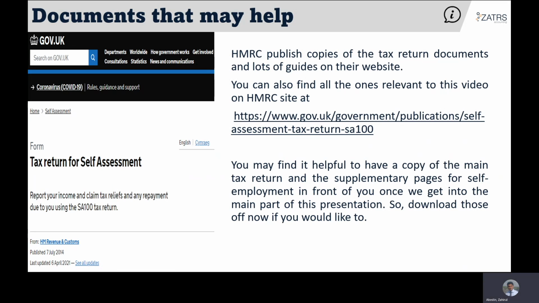HMRC publishes copies of the tax return on the website, and as you will find out later, you can also do your return online. A lot of the paperwork, both returns, and we will be talking about the main return that you have to fill in, and the supplementary pages you need to do if you're self-employed, along with lots of guidance, are available on their website. You may find it helpful to have a copy of the main tax return and the supplementary pages for self-employment in front of you once we get into the main part of this presentation. So download those now if you'd like to.